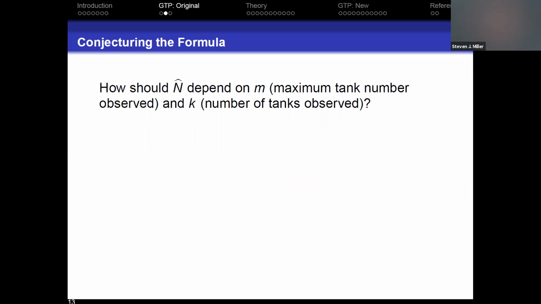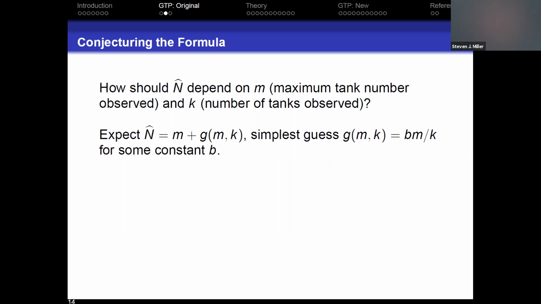So let's go back to the original version of the tank problem. We want to figure out how should M hat, the best guess for the number of tanks produced, depend on M, the maximum tank number observed, and K, the number of tanks observed. This is a good place to just pause for a few moments and think, how should it depend on M? If I increase M and keep K fixed, what should happen? If I increase K and keep M fixed, what should happen? So hit pause, think about it for a few minutes, and then hit resume.